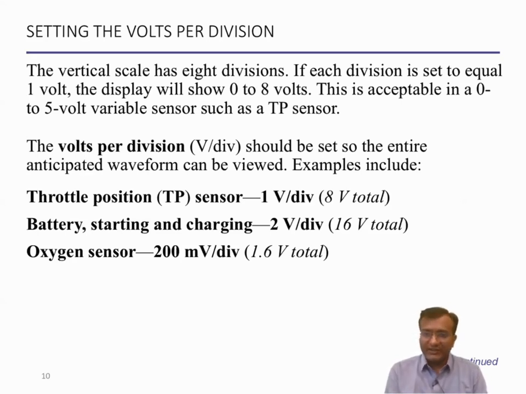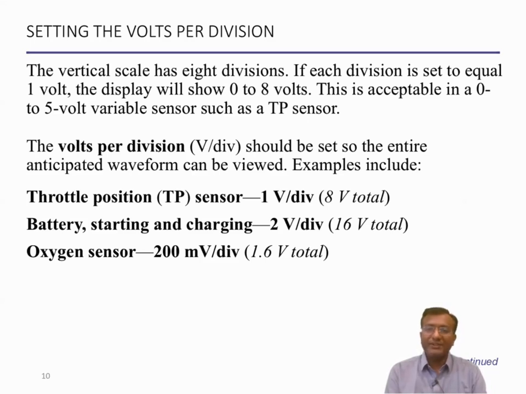Now, we have seen the time scale on the x-axis, but what about the y-axis? For the y-axis, we have to adjust the voltage per division. If I want to check the throttle position sensor, I have to set the y-axis to 1 volt per division, and the y-axis has 8 grids, so I get a total of 8 volts on the y-axis. For battery testing, that is charging and discharging, if I want to see its cycles, I have to set the scale to 2 volts per division.